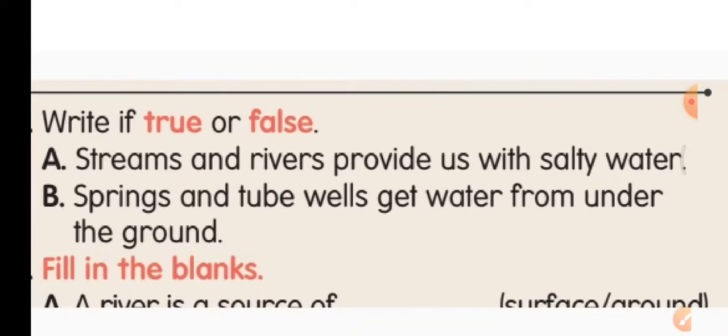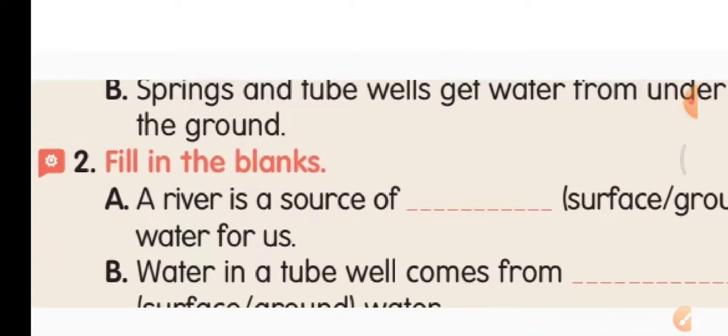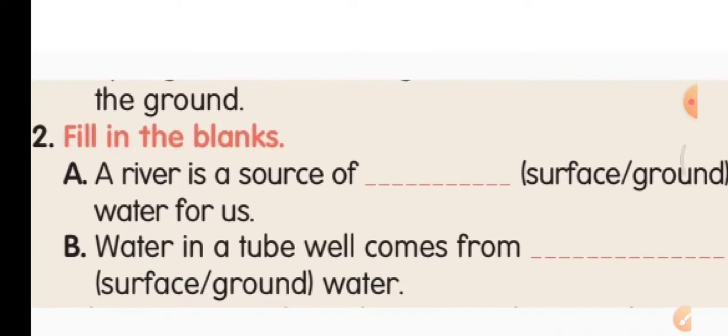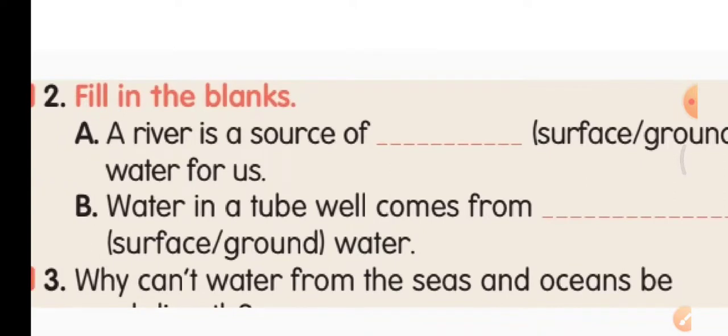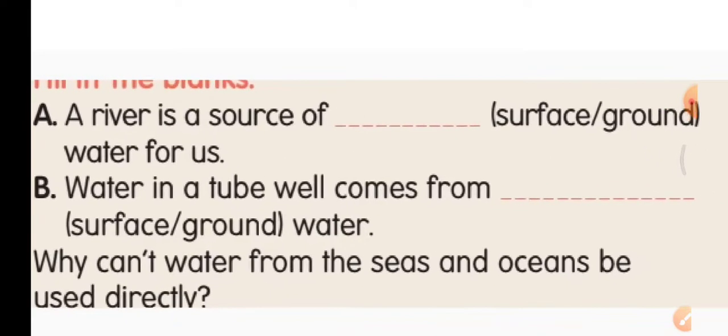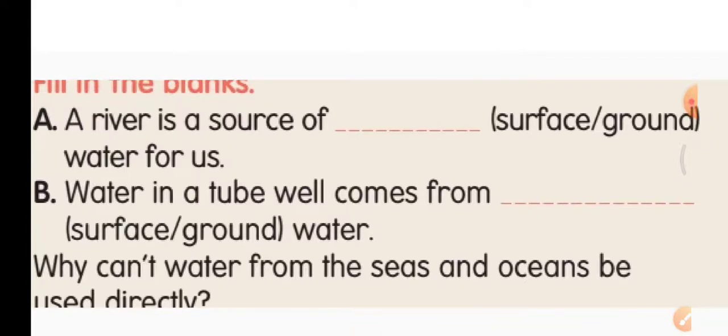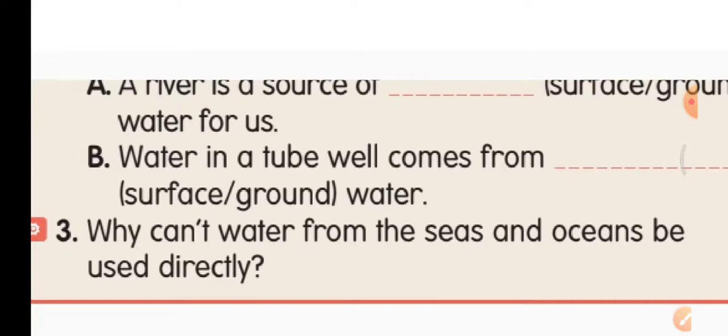B. Springs and tube wells get water from the ground? Yes, that's true. B is true. T-R-U-E, true. Then second bit. Fill in the blanks. A river is a source of dash. Surface water for us or ground water for us? It is surface. So write the spelling S-U-R-F-A-C-E. B bit, water in a tube well comes from dash. Water in a tube well comes from ground. G-R-O-U-N-D, ground.